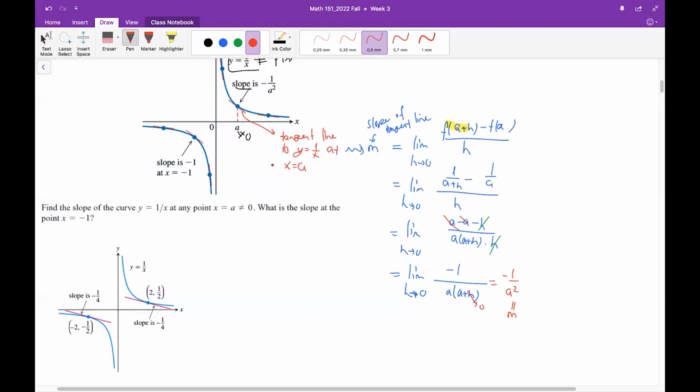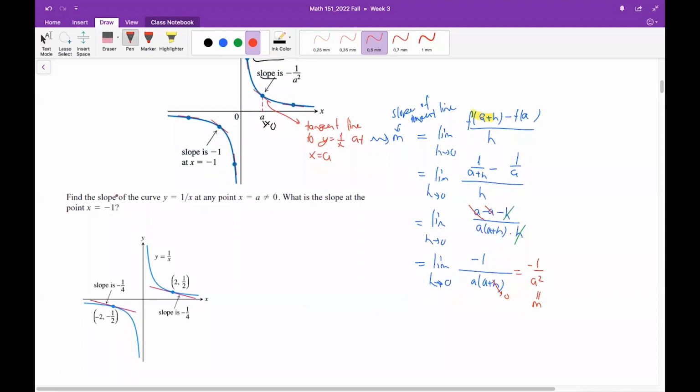Here, we assumed already that a is different than 0, so this is a defined expression. So now we want to find the slope of the curve at the point where a equals minus 1. Now we are looking particularly at this point where a equals minus 1. We already know the expression for the slope. It is minus 1 over a squared, so minus 1 over minus 1 squared, because a is chosen to be minus 1. So the result is just minus 1.